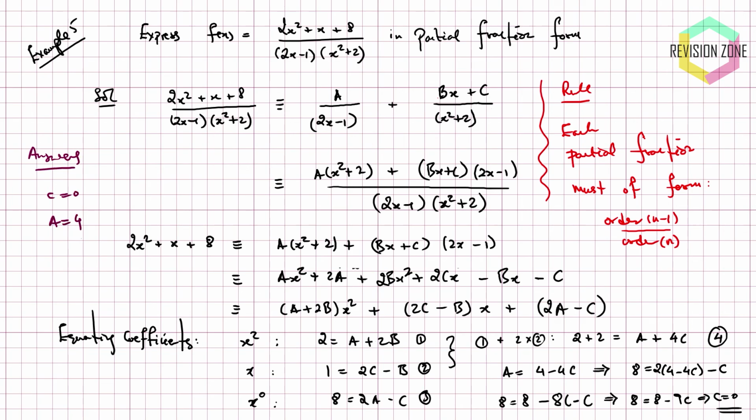So now that we know c and a, I can actually come back to any one of these equations and work out what b is. So from here, this might be easiest. So c is 0, so our 1 is actually minus b, which means b is minus 1. So b equals minus 1. So we've been able to work out our partial fraction.